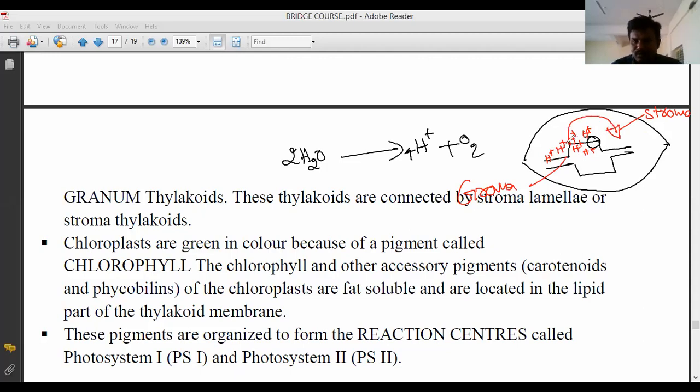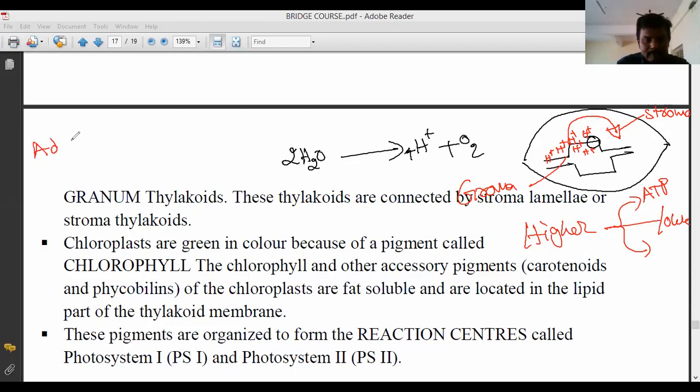When these protons move from the point of higher concentration to the point of lower concentration, a kind of energy is released. That energy is called ATP. ATP means what? Adenosine triphosphate.